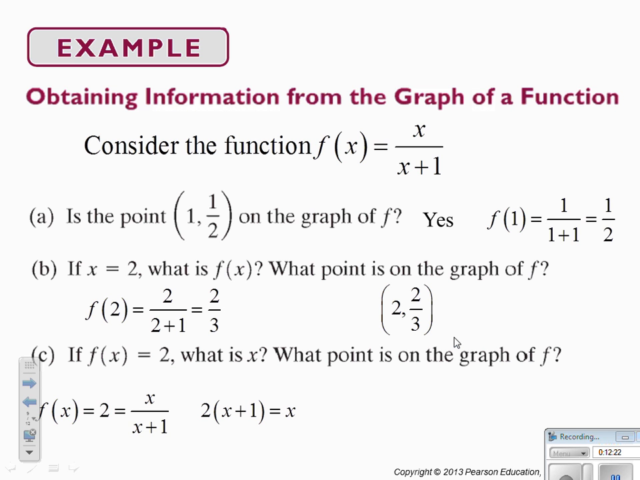So I'm going to multiply both sides by x plus 1. Distribute out the 2. Subtract 2x from both sides. And divide by -1. So x equals -2 will give us an output of 2. So the point on the graph is -2 comma 2.